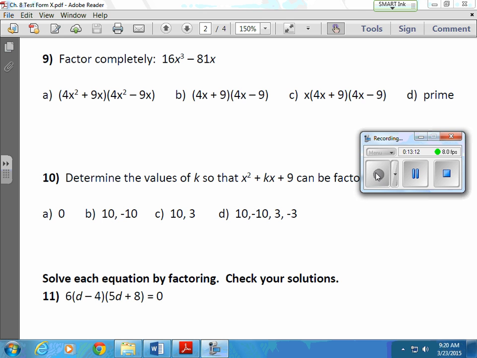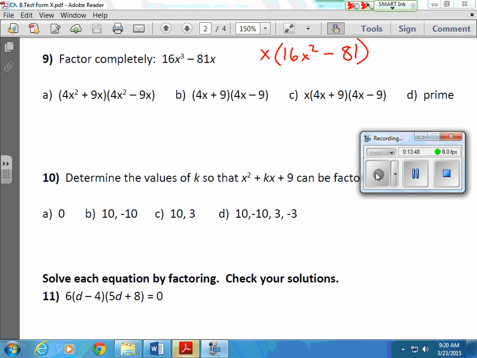Number 9, factor completely. 16x to the 3rd minus 81x. Let's take out the greatest common factor first, which would be what? Does 81 and 16 have anything in common? 8, 2, 4. Well, if it didn't have 2, it's not going to have 4. Or 8. So, let's go with the x's. We're just going to take x out. And we're left with 16x squared minus 81.